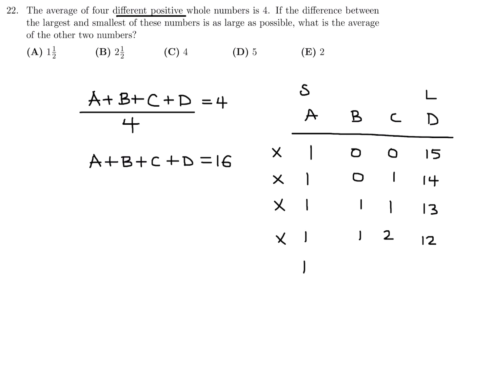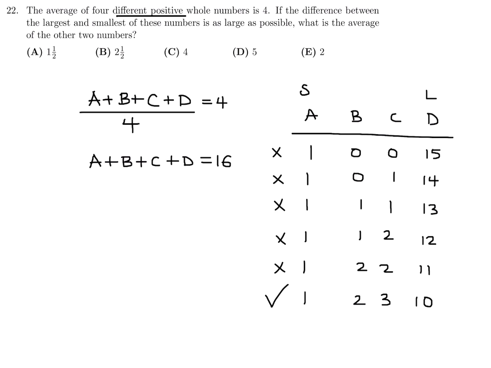Let's try 1 and 11. That means B and C would have to add up to be 4. And the only way to do that without zeros is 1 and 3 or 2 and 2. And neither of those scenarios give me 4 different numbers. Okay, how about 1 and 10? That means B and C have to add up to 5, and that can happen with 2 and 3, and this satisfies the question.